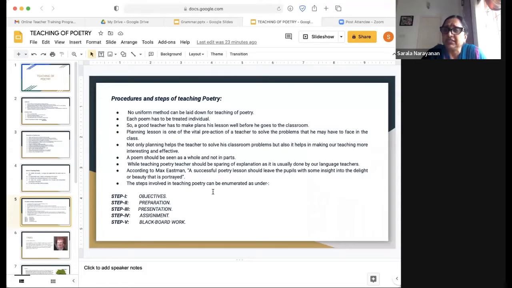So certain poetry requires the teacher's explanation a lot. But the poem that we took yesterday is quite a simple one. So we should allow the students to perceive their ideas, bring out ideas from the students. That is very important. That's why he is saying a teacher should be sparing of explanation, as is usually done by our language teachers. We have a tendency to keep on talking all the time, like I am being here, monotonously talking to you. It should not happen. In poetry, we should elicit from the students their ideas.